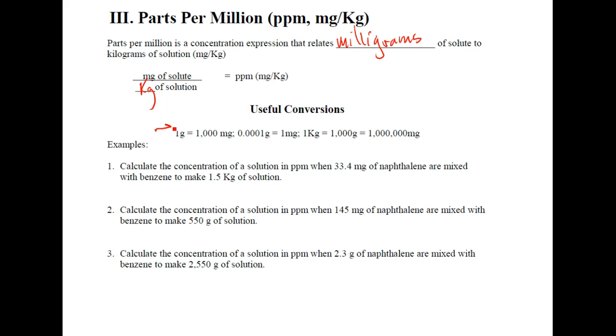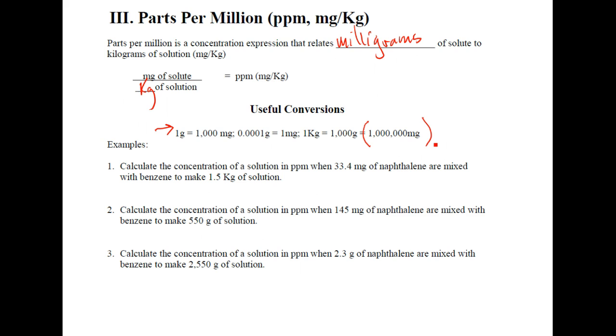All right, there are some useful conversions right here. 1 gram is 1,000 milligrams. 1 kilogram is 1,000 grams. So if you think about it, that means that 1 kilogram is 1 million milligrams. So that's where we get the parts per million.